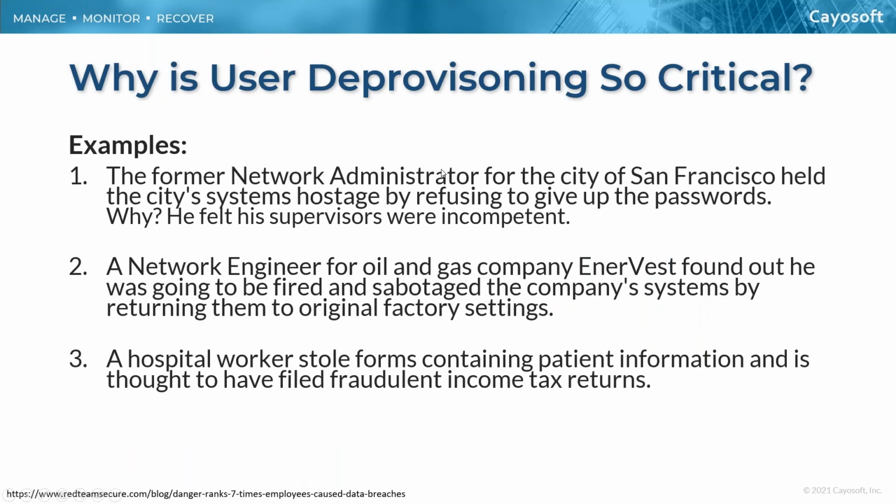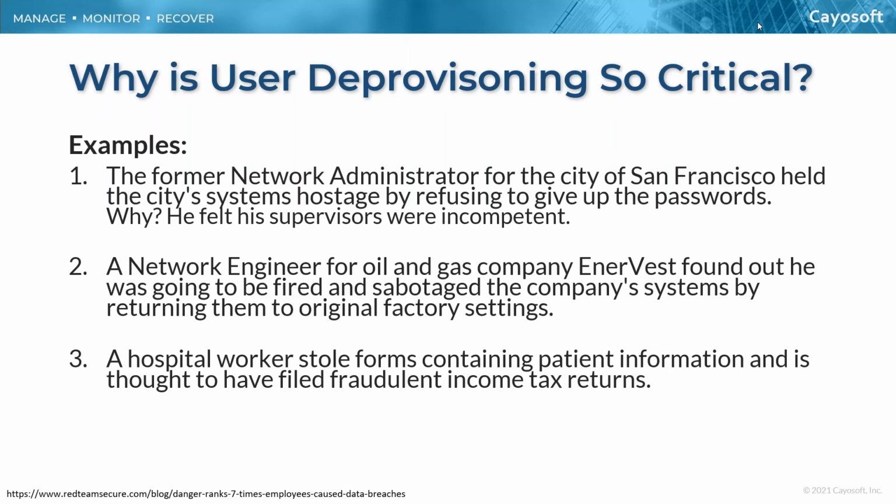So why is deprovisioning so critical? Just to emphasize what can happen, here are 3 examples. There was a network administrator in San Francisco. He thought his bosses, his supervisors, were incompetent. So when he left, he refused to give up the system passwords, so they couldn't get into the systems to make changes. That's pretty bad, holding your employer hostage because you think you're smarter than everyone else. Who knows? He might have been.